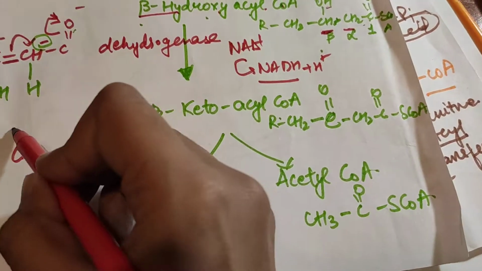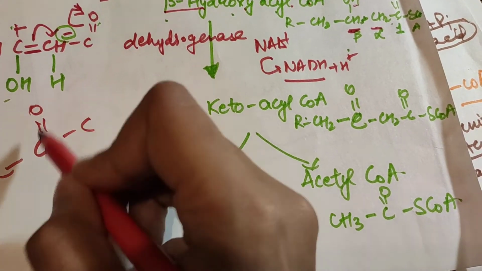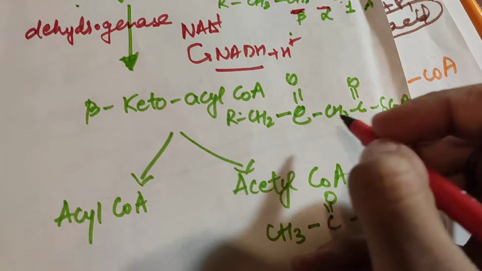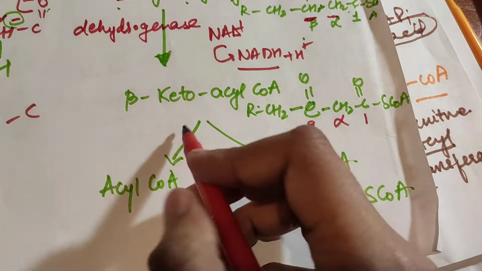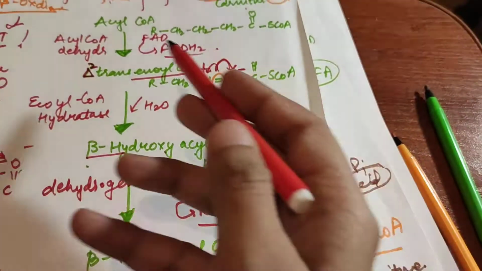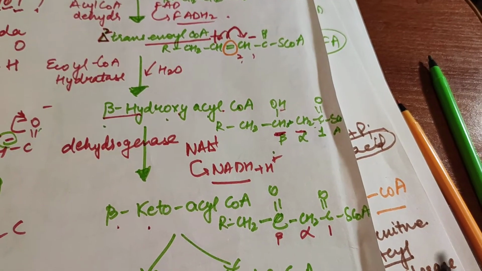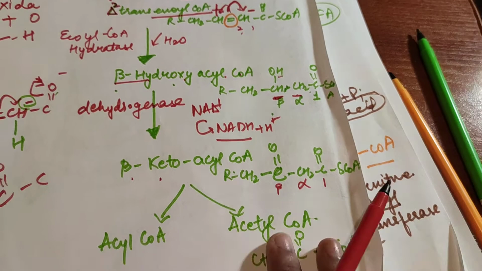Now this double bond forms what? This is a keto group, no? This is a keto group. Now this is the first carbon, this is alpha, this is beta. So on the beta carbon there is a keto group. So it is beta keto acyl coenzyme, as it is there. Okay, beta keto acyl coenzyme.